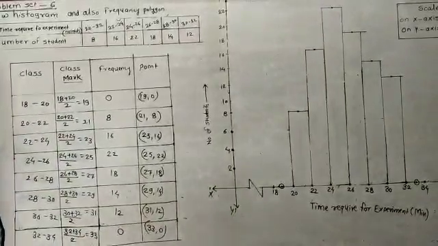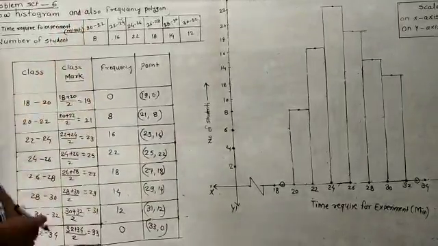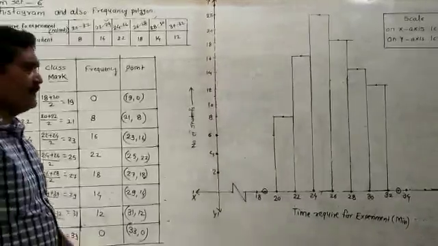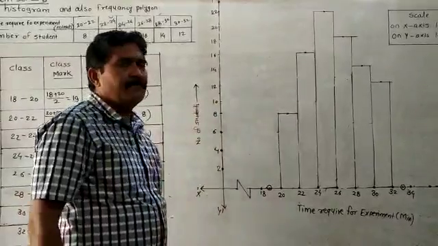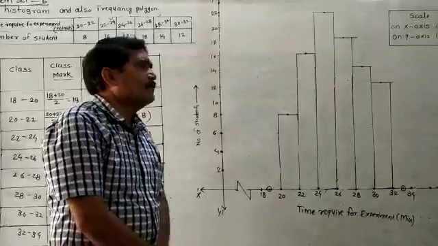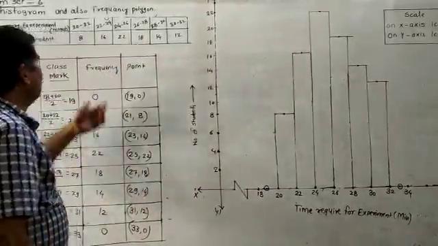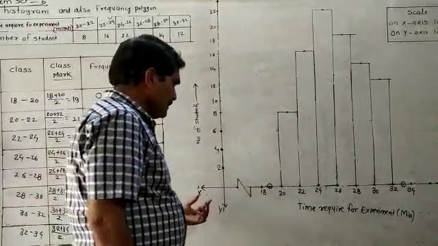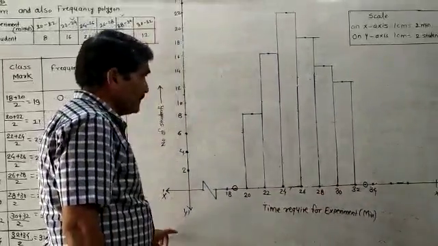But according to the given information, first of all, you have to draw the histogram. For drawing it, you have to write the class on the x-axis and the frequency on the y-axis. And step by step, you have to draw it. So I will take the class on the x-axis. So I will say that this one is the x-axis and this one is the y-axis.